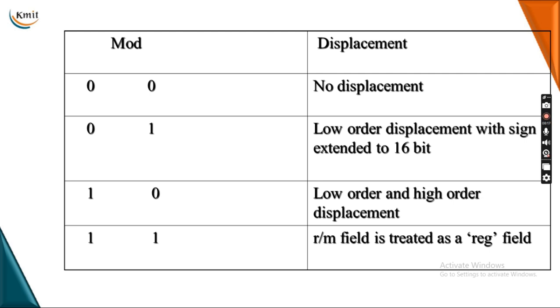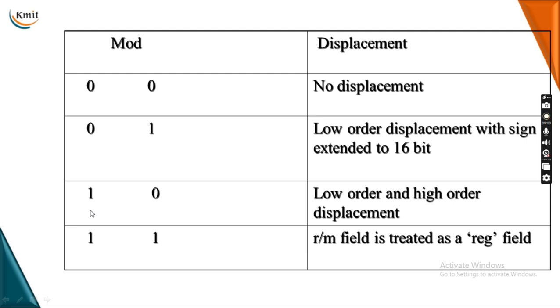See here, mod tells whether displacement is present or not. If it is present, whether it is 8 bit or 16 bit. When mod is 00, the corresponding instruction has no displacement value. If mod value is 01, it is a low order displacement with sign extended to 16 bit. Low order 8 bit, high order 8 bit, totally 16 bit, but low order displacement with sign extended to 16 bit.